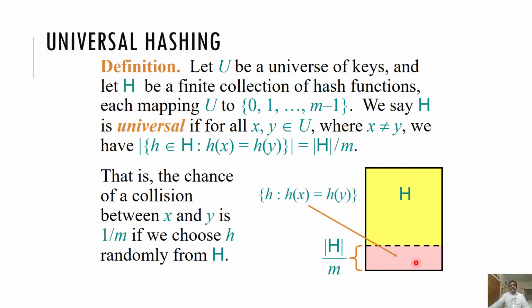They will collide if this randomly chosen hash function is coming from this set. So what is the probability of that? Size of this by total size. So that is 1 by m. So 1 by m is the probability of that.